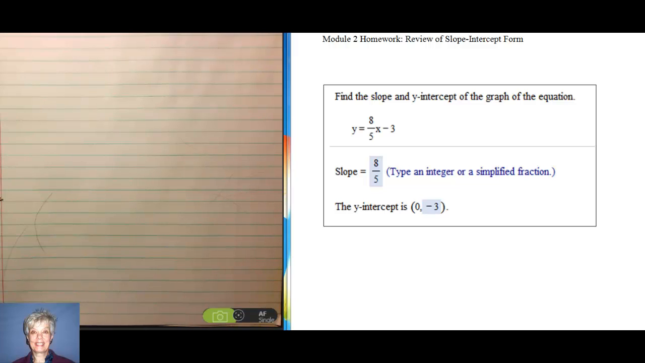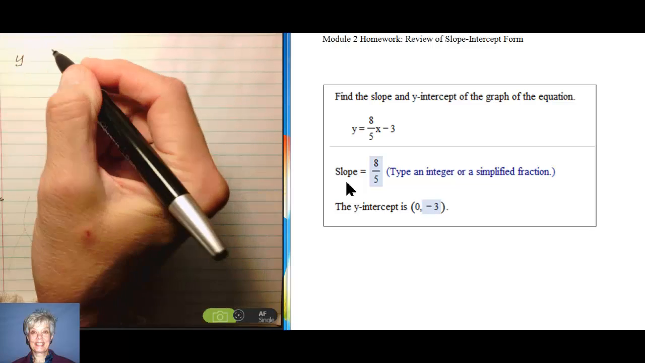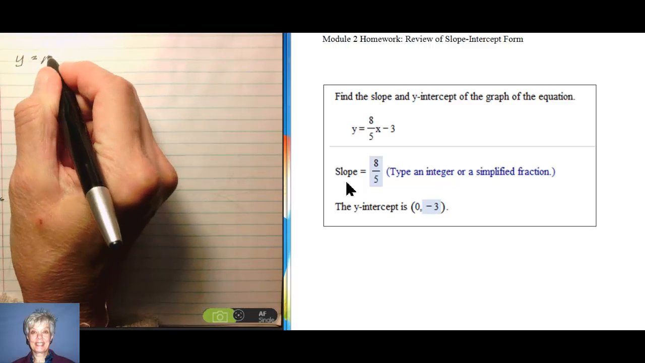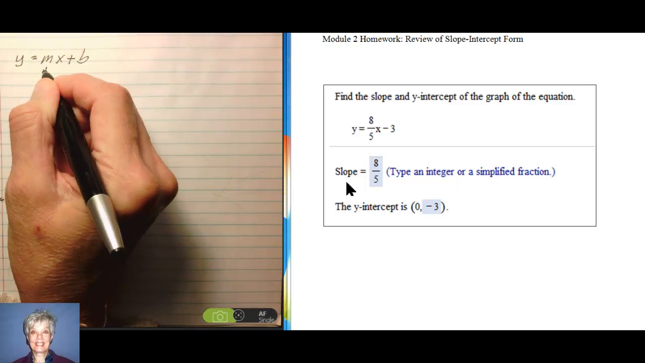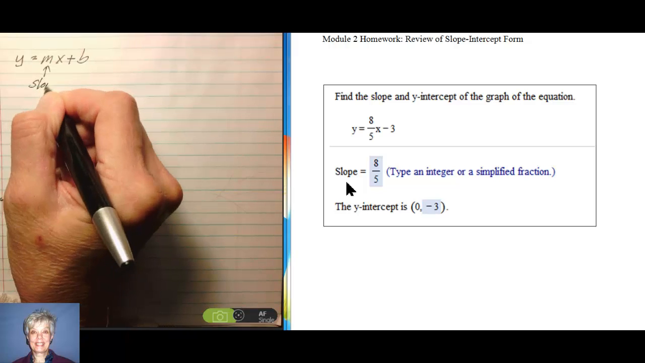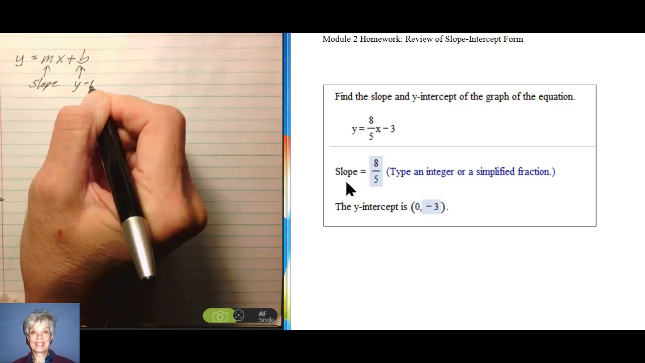Here we have a problem. Here you have a line in slope-intercept form. y equals 8/5 x minus 3. Now, if you remember slope-intercept form, it's y equals mx plus b, where m is the slope and b is the y-intercept.